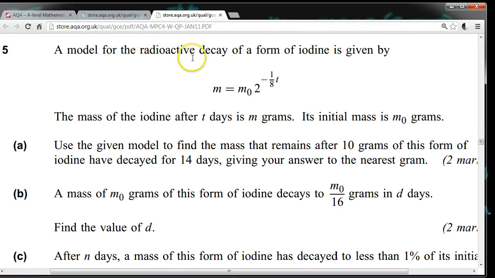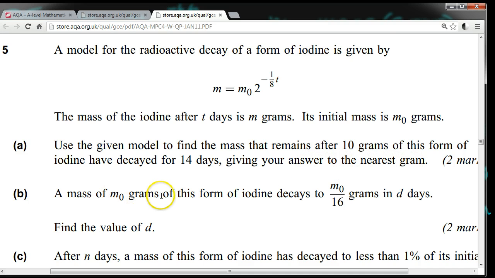A model for the radioactive decay of a form of iodine is given by this equation here, m equals m naught times 2 to the power minus t over 8. The mass of the iodine after t days is m grams. Its initial mass is m naught grams. Use the given model to find the mass that remains after 10 grams of this form of iodine have decayed for 14 days. Giving your answer to the nearest gram.